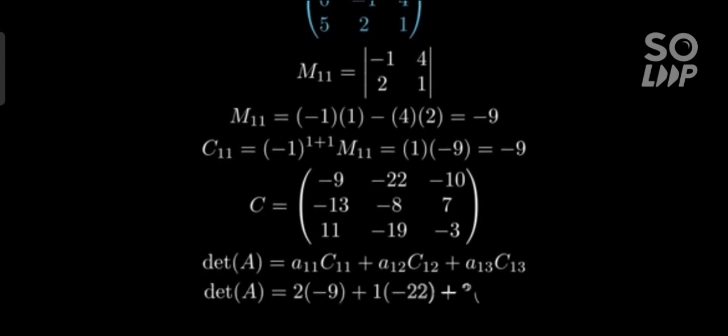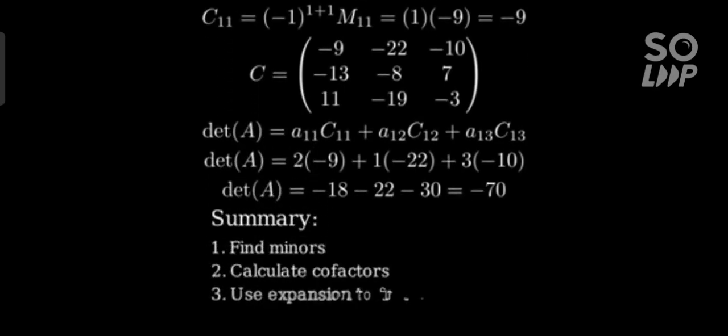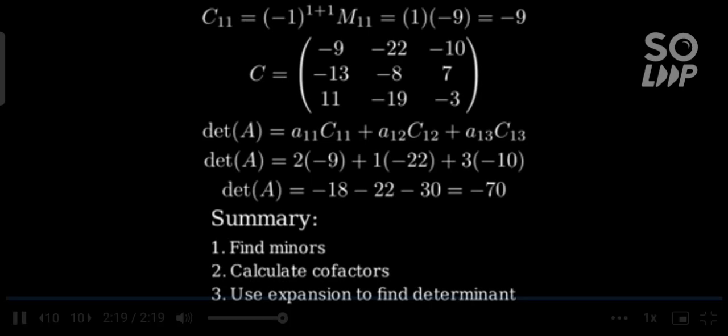That's 2 times negative 9, plus 1 times negative 22, plus 3 times negative 10. The determinant equals negative 18 minus 22 minus 30, which equals negative 70. And that's how we use minors and cofactors to find determinants. Remember, first find the minor by calculating the determinant of the remaining matrix, then multiply by negative 1 raised to i plus j to get the cofactor, and finally use these to expand along any row or column to find the determinant.